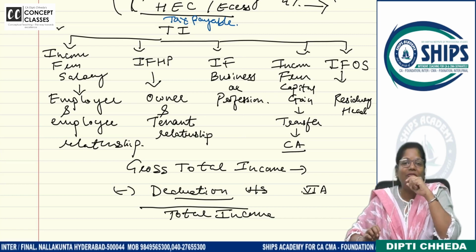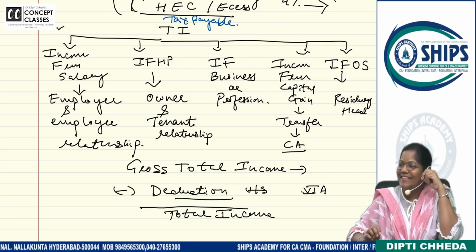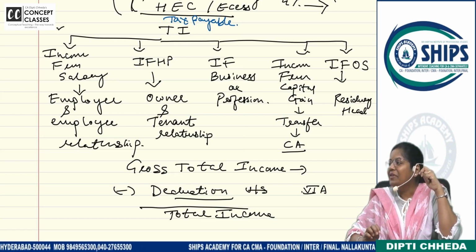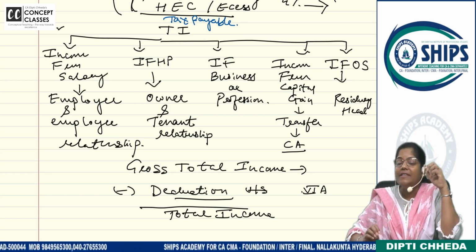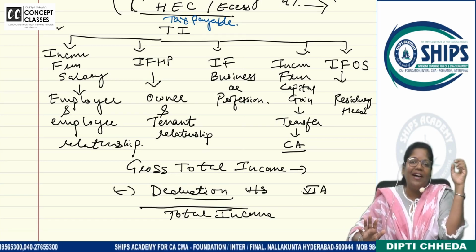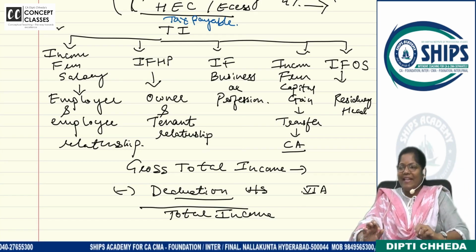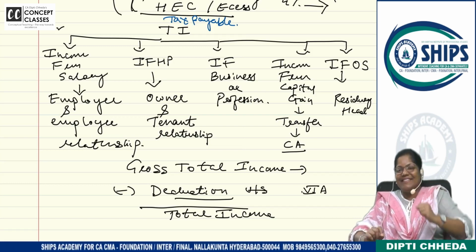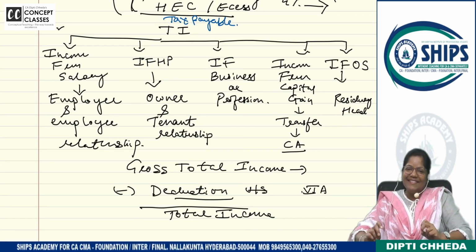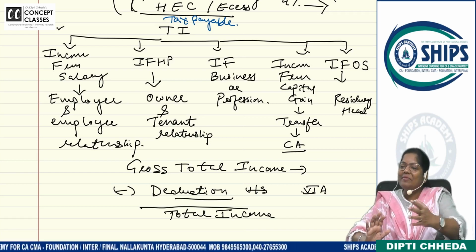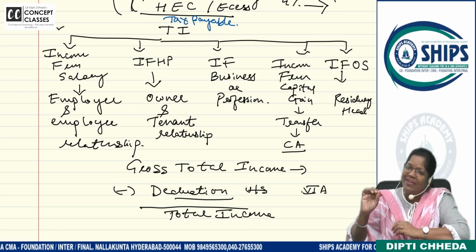So what is the short form for the last head? IFOS. That is what? Residual income. But I did say there are few incomes which are going to be taxable in income from other sources. Can you name some? I gave some example. Board sitting fees, excellent. Lotteries, casual incomes. These are the incomes which will come in income from other sources.